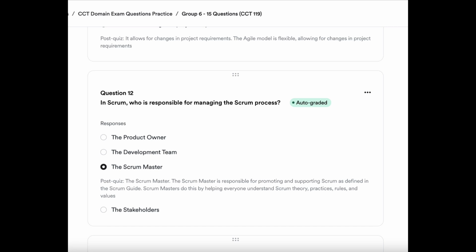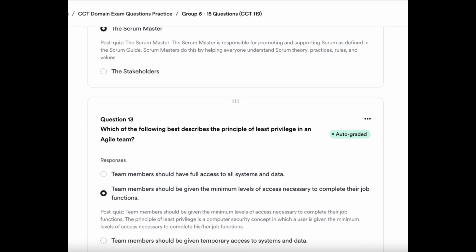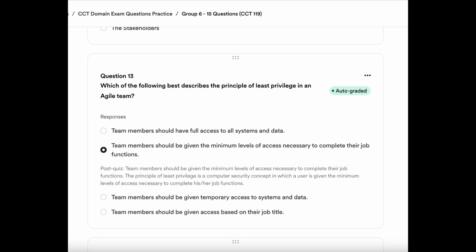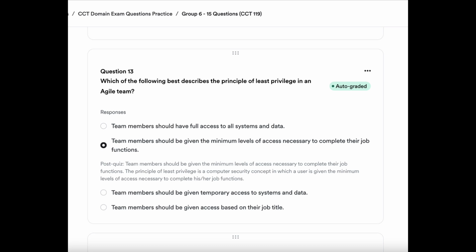The Scrum Master is the person responsible for promoting the Scrum and defining the Scrum guide. They're the ones that help everybody understand the theory, the practices, the rules, and the values. If you have a really good Scrum Master, it makes things extremely easy. And I really do like the Agile and Scrum methodology, but you have to have dedicated individuals to help you as a Scrum Master.